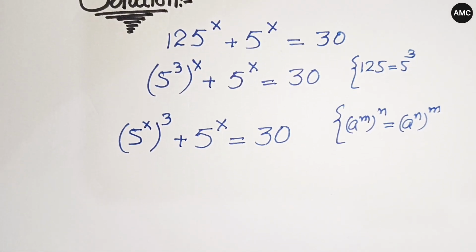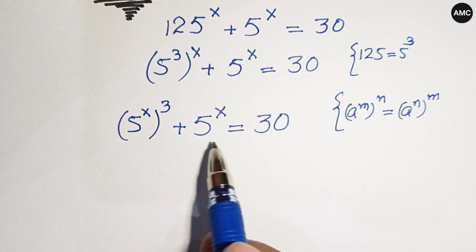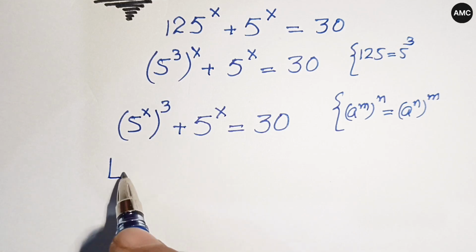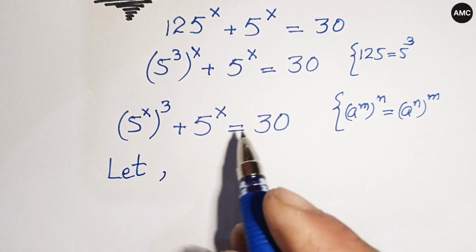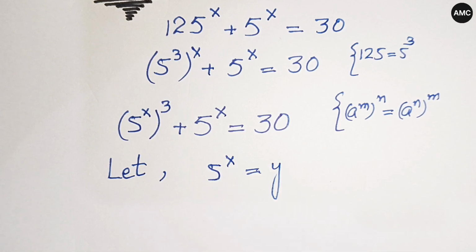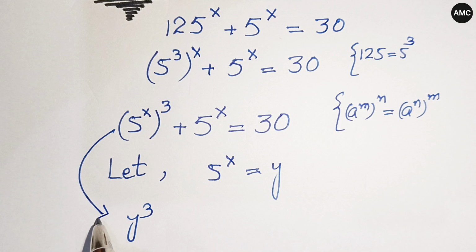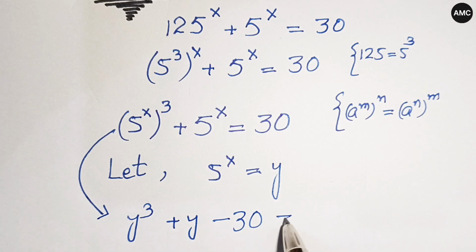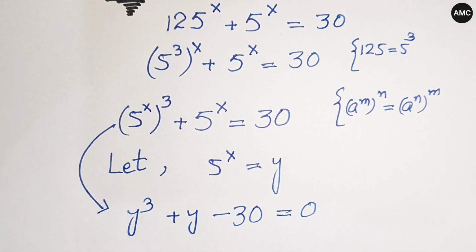Now let us suppose 5 to the power x is equal to y. Now by substitution we get y cubed plus y. By shifting this 30 we get minus 30, that is equal to 0.